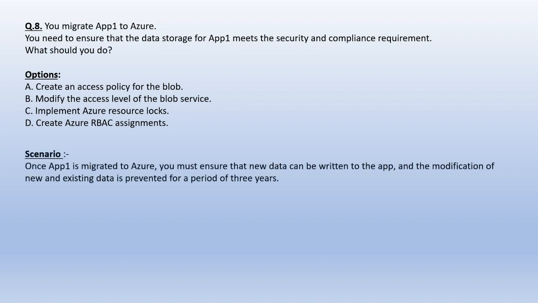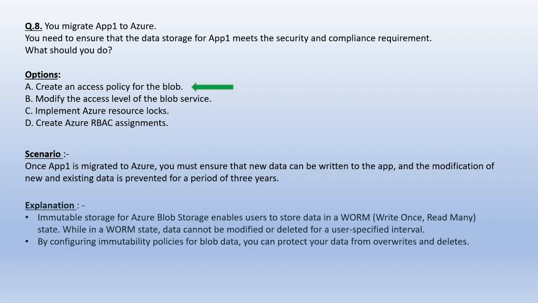So what was the scenario? Once F1 is migrated to Azure, you must ensure that new data can be written to the app, and the modification of new and existing data is prevented for a period of 3 years. So what could be the answer? Here's the answer. Create an access policy for the blob.